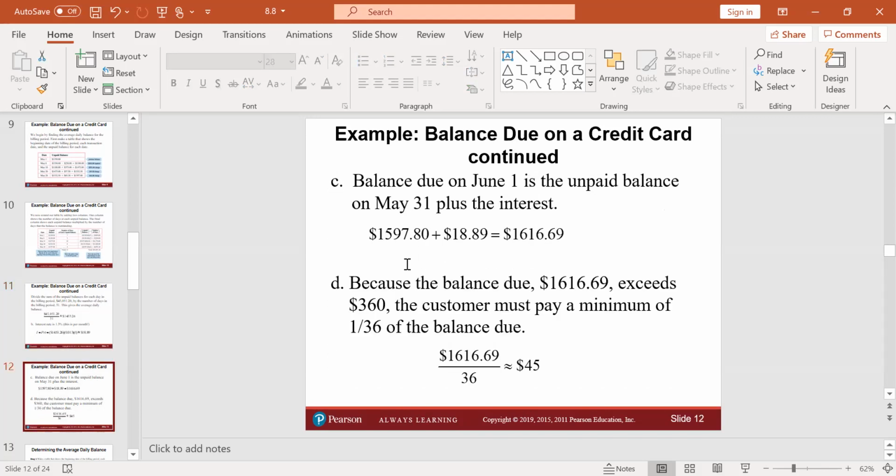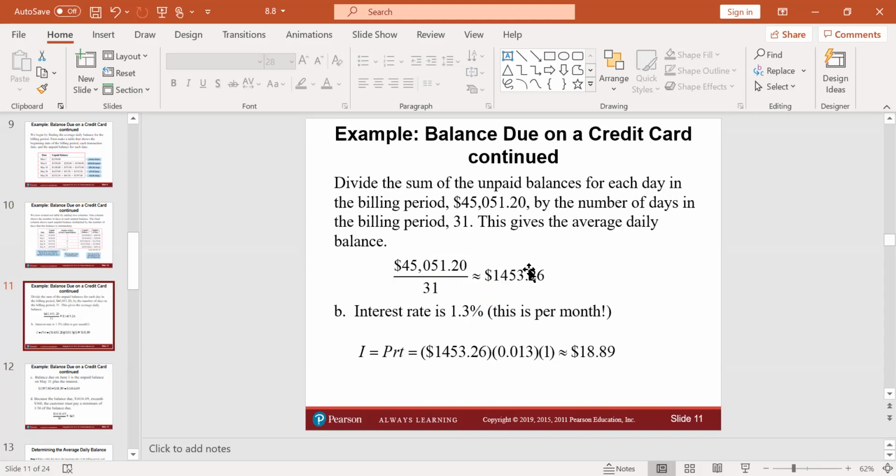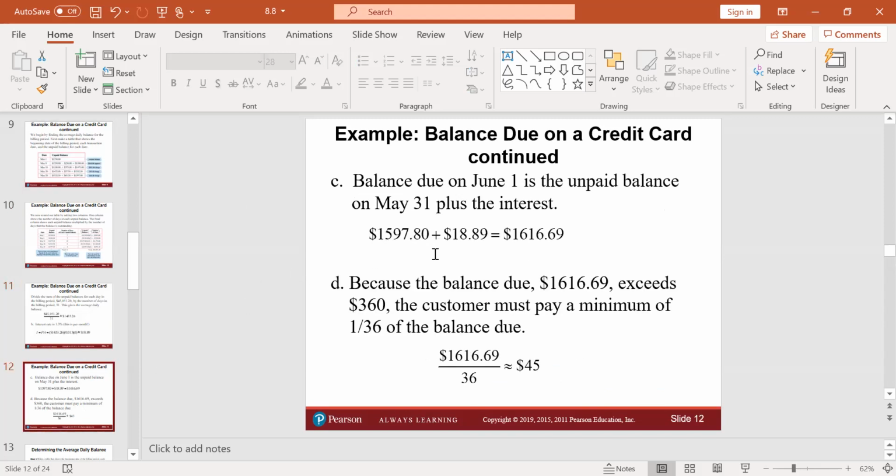Remember, we had $1,597.80 at the end of the month. That was our real balance. The 1453 is some number that is our average, and is not actually reflective of what's in the account at this time. So we take the 1597.8, we add on the $18.89, and now we have a balance of $1,616.69 after interest has been tacked on.